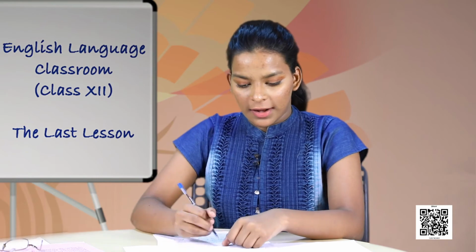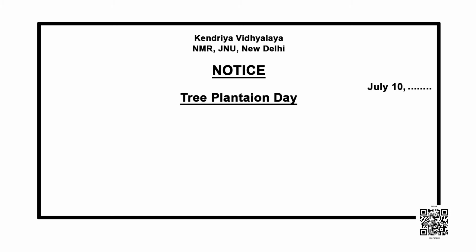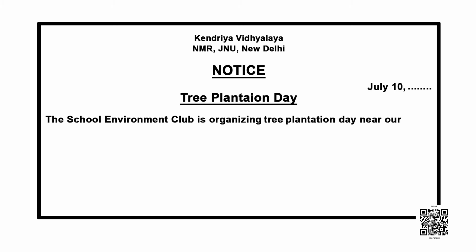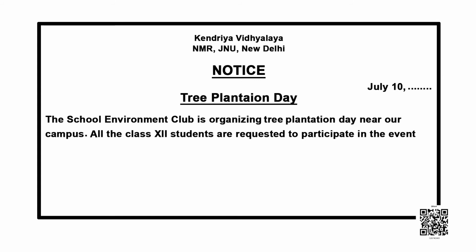So first I will write my school's name. After one line I'll write notice, then the date. After the date we will write the event heading, which is tree plantation day, and then we'll start our notice paragraph. The school environment club is organizing a tree plantation day near our campus. All the class 12 students are requested to participate in the event on 20th July and the year.